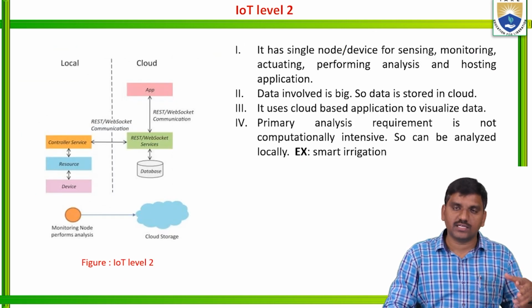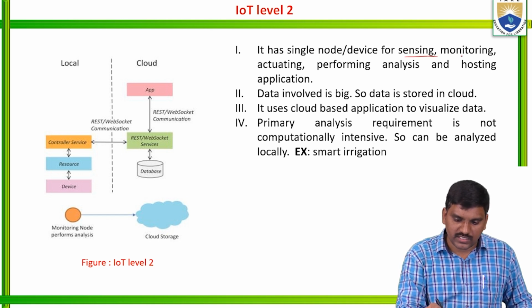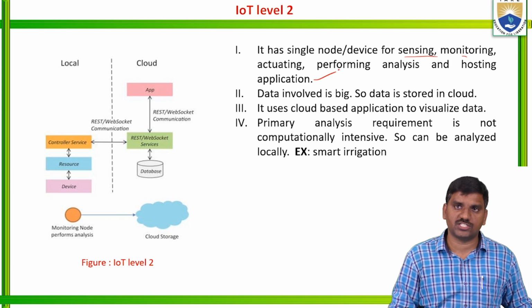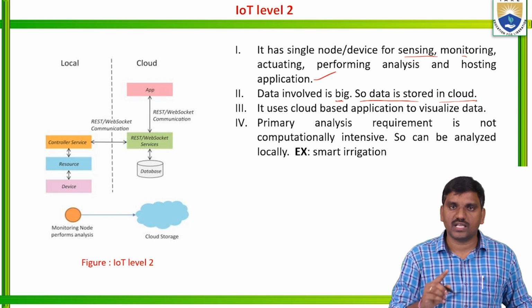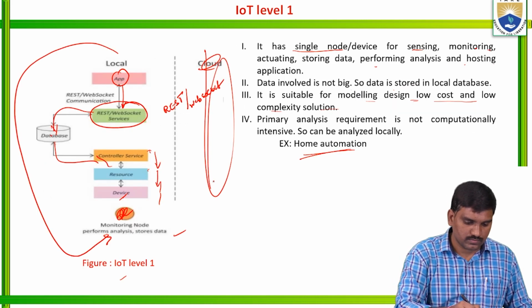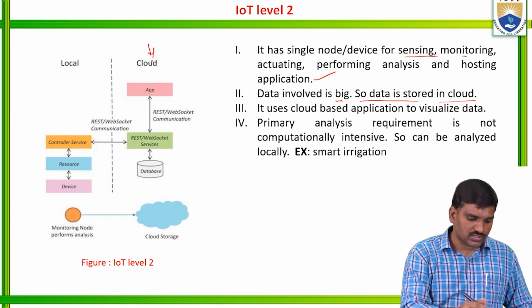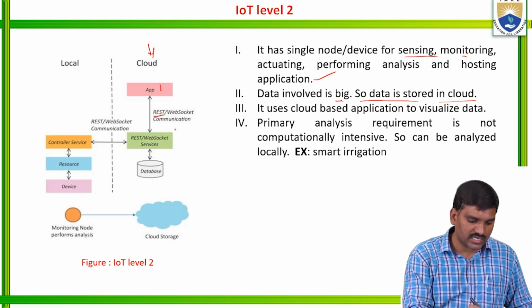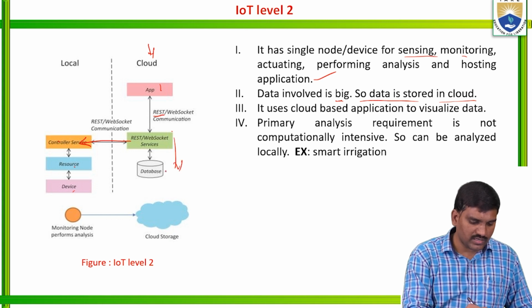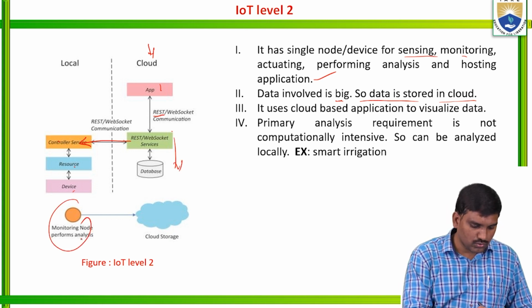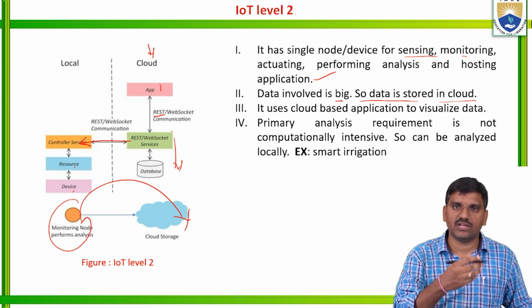So let's move on to the second level of IoT. It also has a single node, and sensing, actuating and the remaining processes are the same. The data volume is big, so data is stored in the cloud. So the difference is, in the first level there is no cloud, but in level 2 there is a cloud. Same process, application, REST or WebSocket communication model, from the control service, resource and device, with the database. So it is monitoring node to cloud storage. This is the difference between IoT level 1 and level 2.